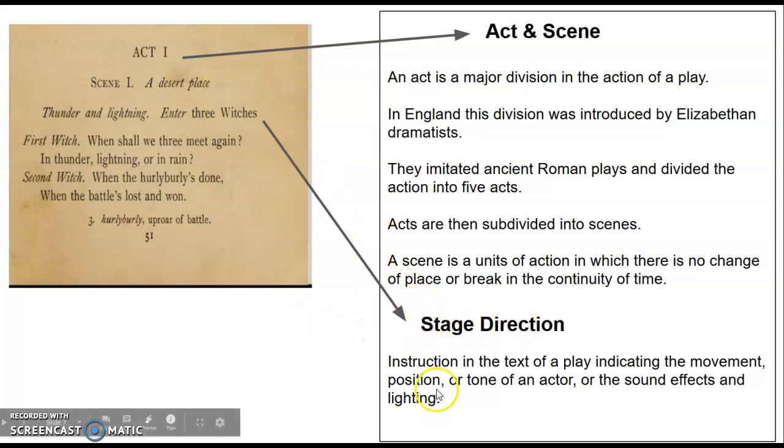Stage direction. Instruction in the text of a play indicating the movement, position, tone of an actor or the sound effects and lighting are known as stage direction. You can see "Thunder and lightning, enter 3 witches." This is the direction given to the actors by the dramatist.